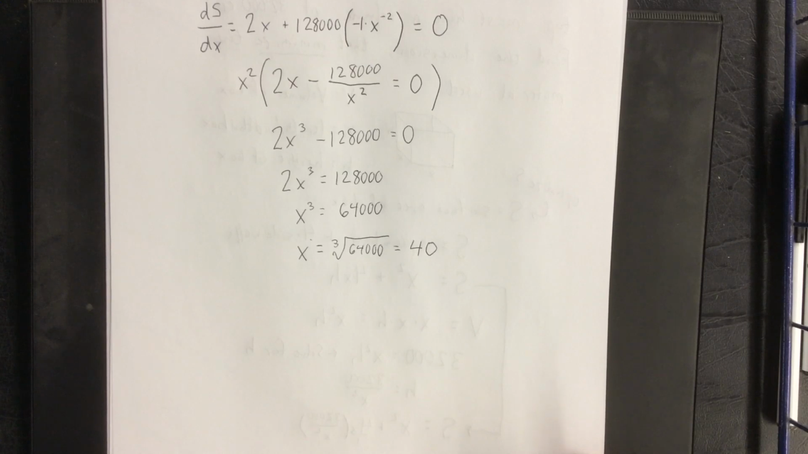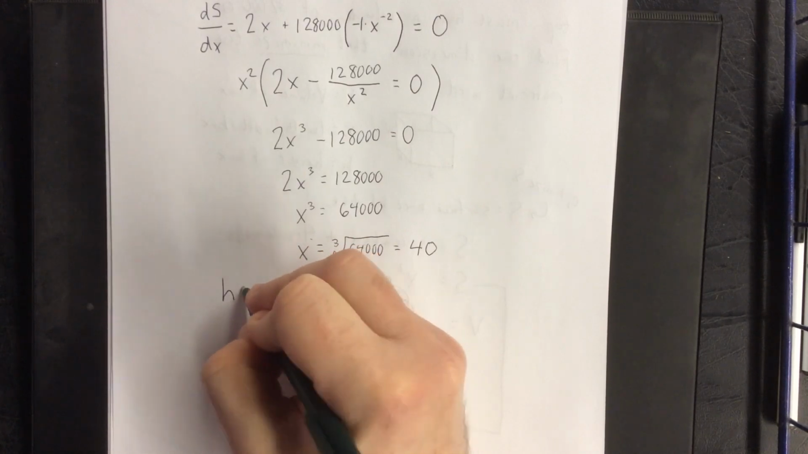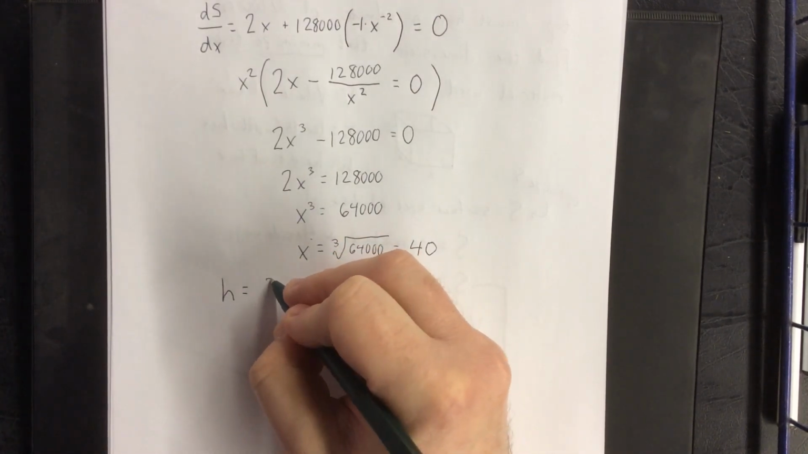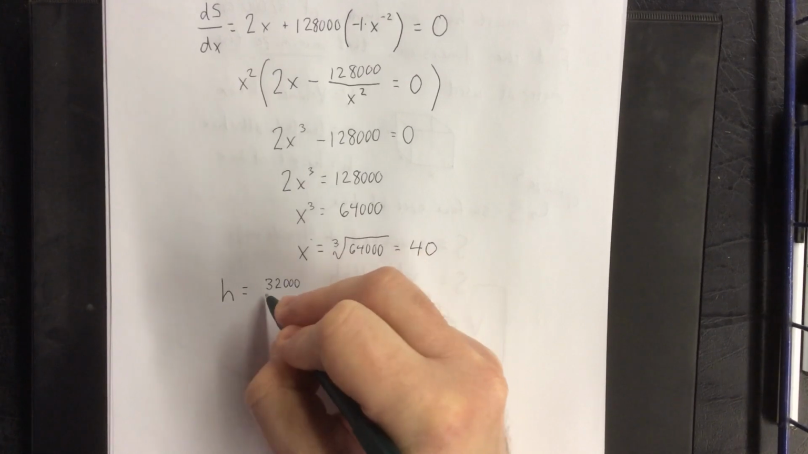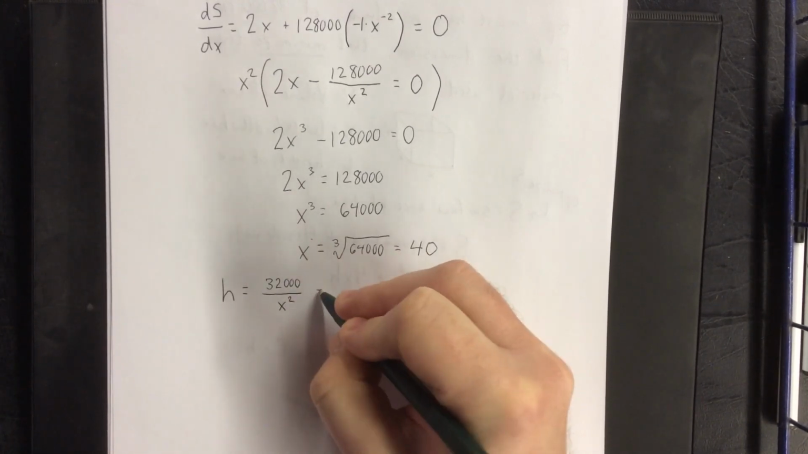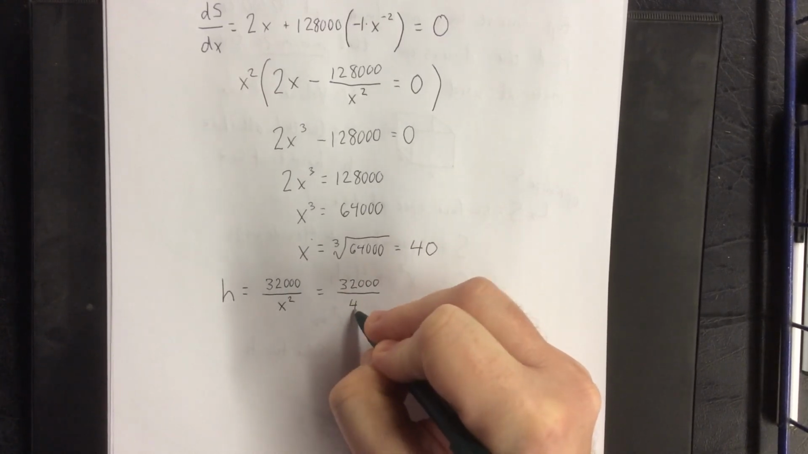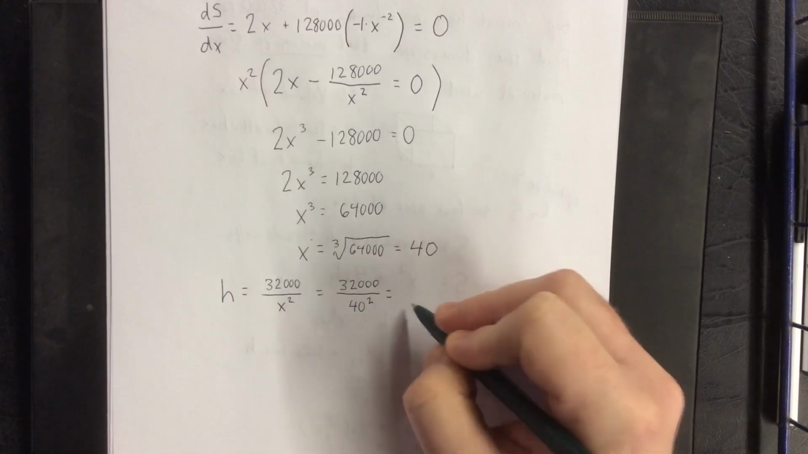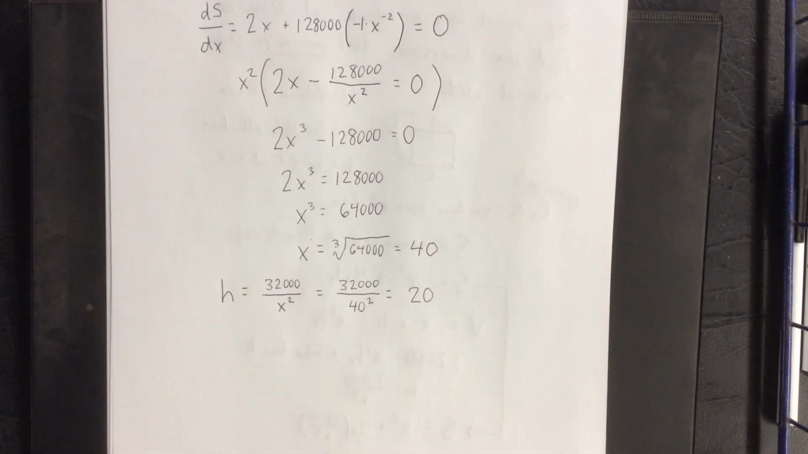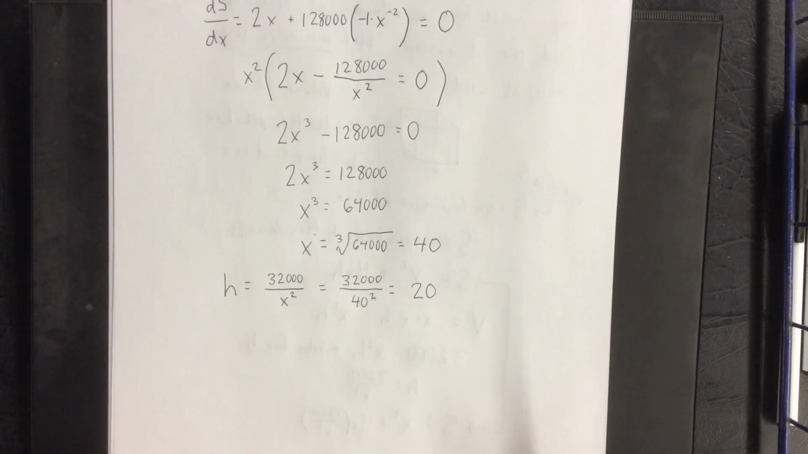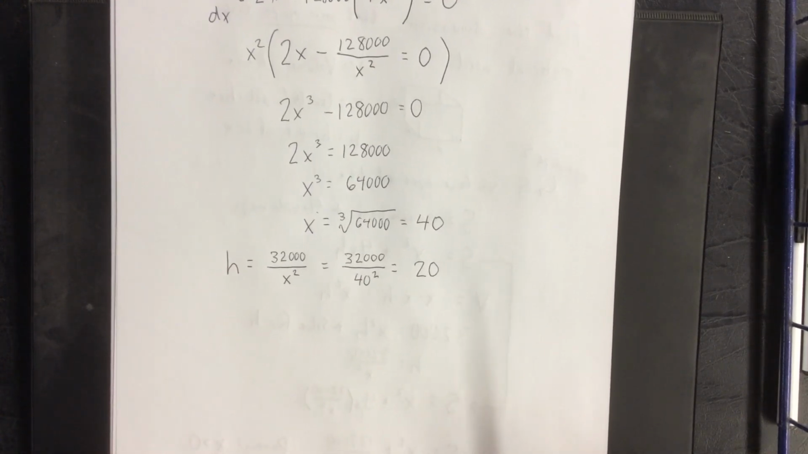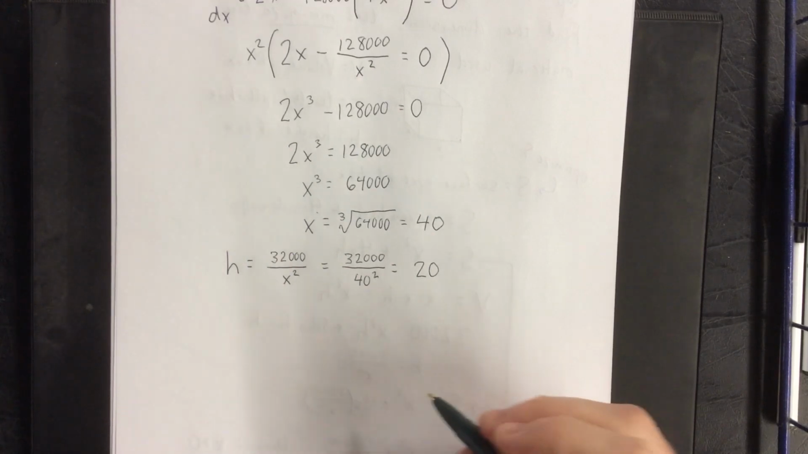Now, that takes care of x, but the original problem said determine the dimensions, so we're going to need to figure out the height as well. Borrowing from earlier, we said that the height is going to be equal to 32,000 divided by x squared. I'm going to plug in the value of x that we just calculated. That is 32,000 divided by 40 squared. Once again, if you want to take that to a calculator, you're welcome to do so. That is going to be equal to 20. We now have values for all of our variables except for the surface area. Now, technically, we were not asked what the surface area is, but it is still something that you could calculate as part of the process.